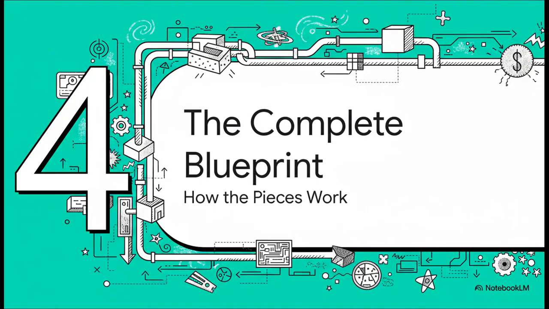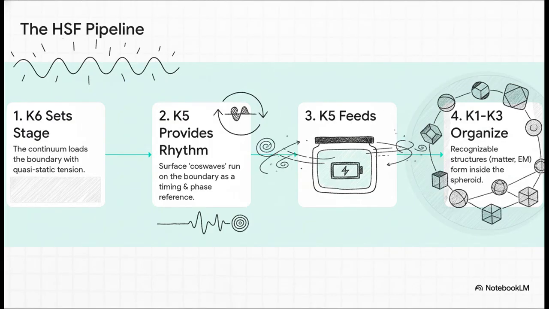All right, it's time to put all these pieces together and look at the full architectural plan. This is the pipeline that, according to this model, literally builds our reality from the outside in. So it all happens in 4 pretty clear steps. First, that K6 tension field loads up the boundary. That tension is what allows the K5 clock to run on the surface.